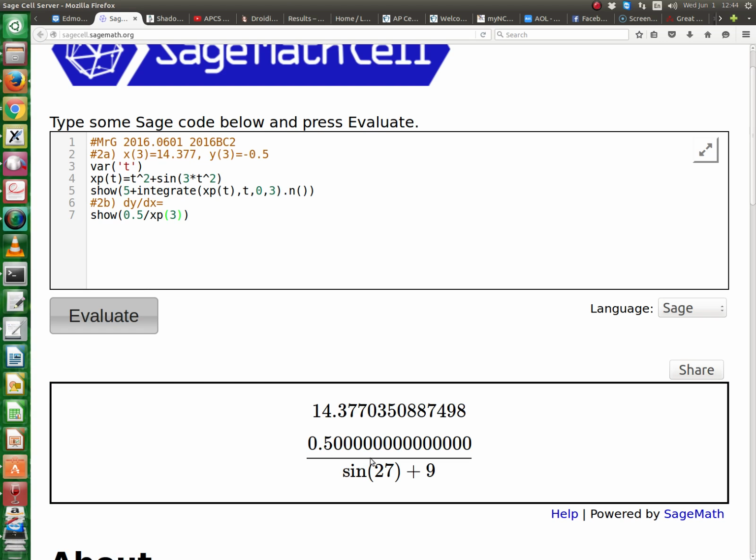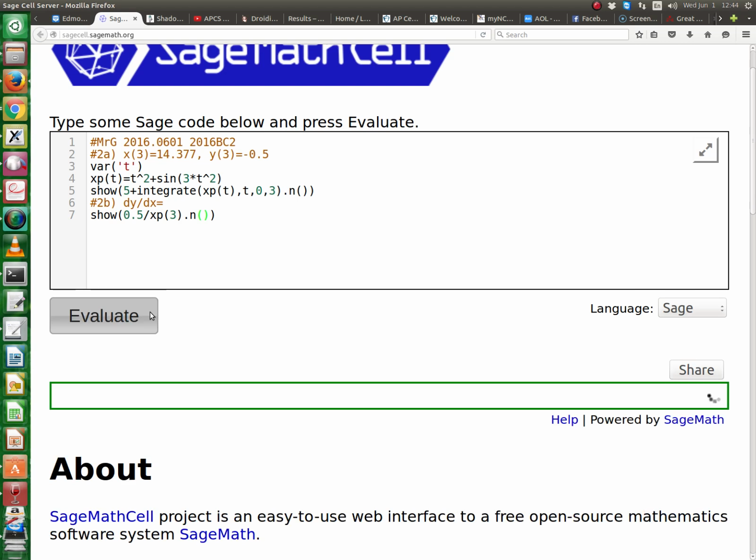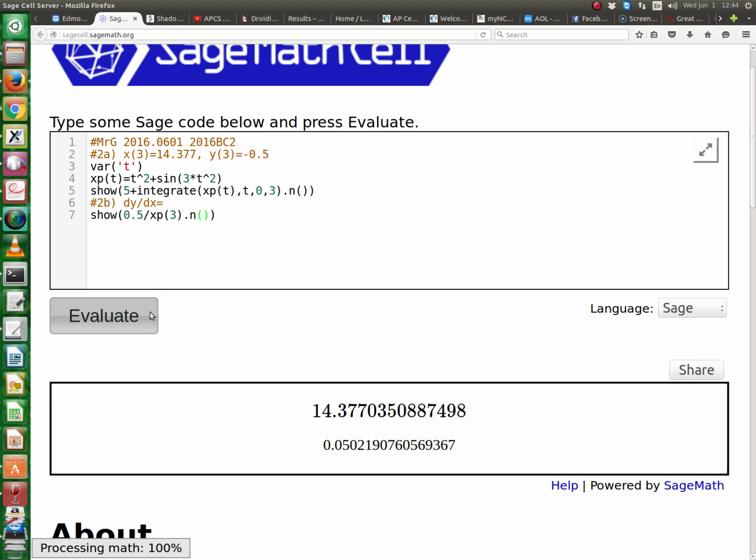It wrote it out exactly, because that's what happens when you plug in 3 into t squared plus sine of 3t squared. Okay, I don't want that. I want a decimal. So, let's numerically evaluate that. If I just evaluate the denominator, is that enough, or do I have to put parentheses around the whole thing? So a decimal divided by a decimal. There you go. It's approximately 0.050. So let's write that. 0.050. Done. That's dy/dt over dx/dt when t is 3.